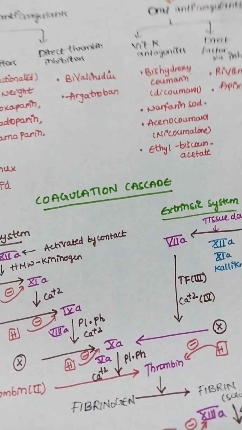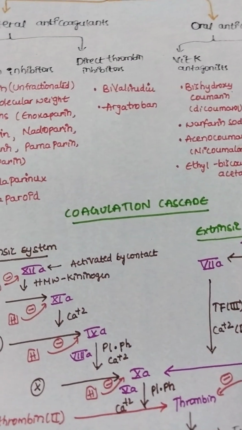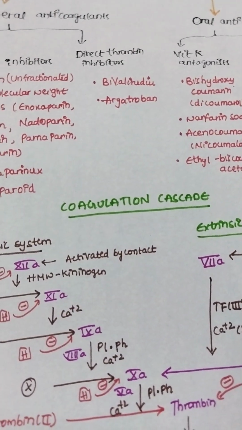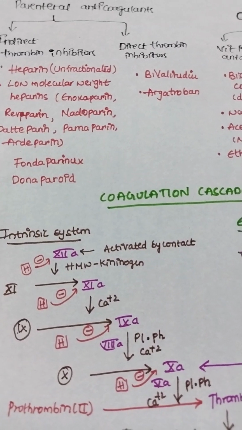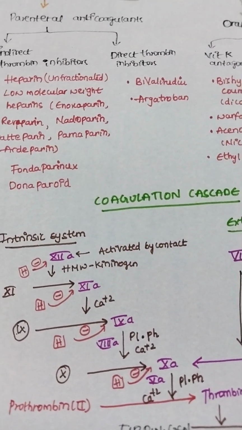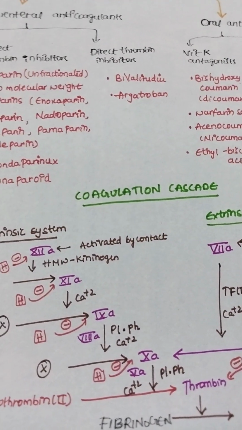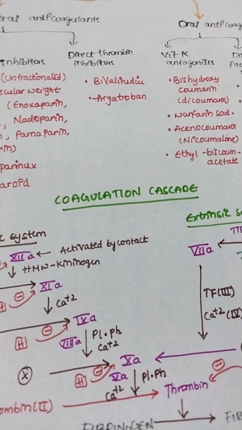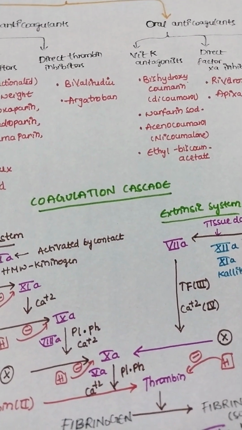Okay. And as usual, this thrombin will act upon the fibrinogen, and we will get fibrin. Okay guys, did you understand this coagulation cascade? And this H is heparin. Heparin will inactivate all the factors involved in the common pathway, and it won't affect the 7A factor which is involved in the extrinsic system. Okay.